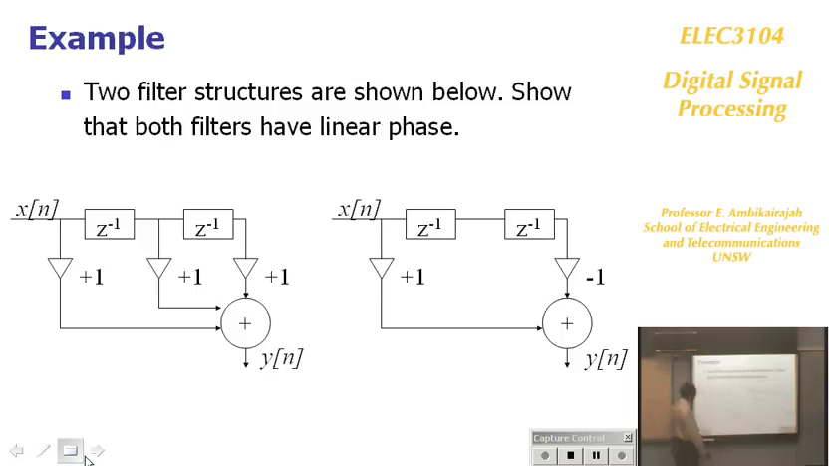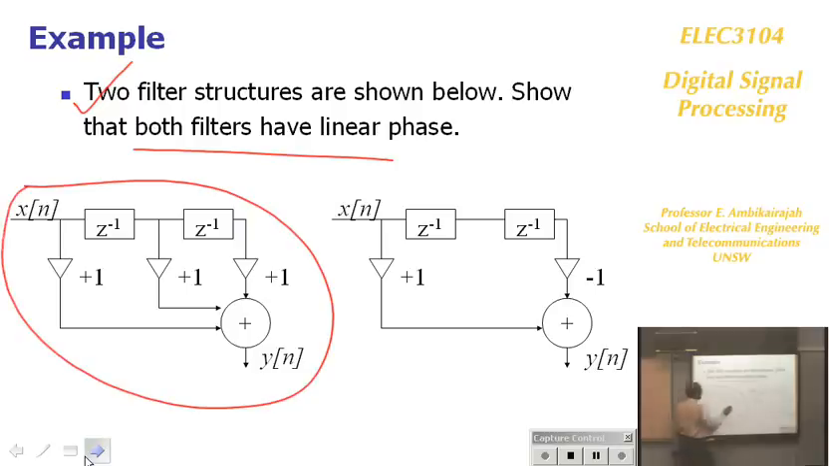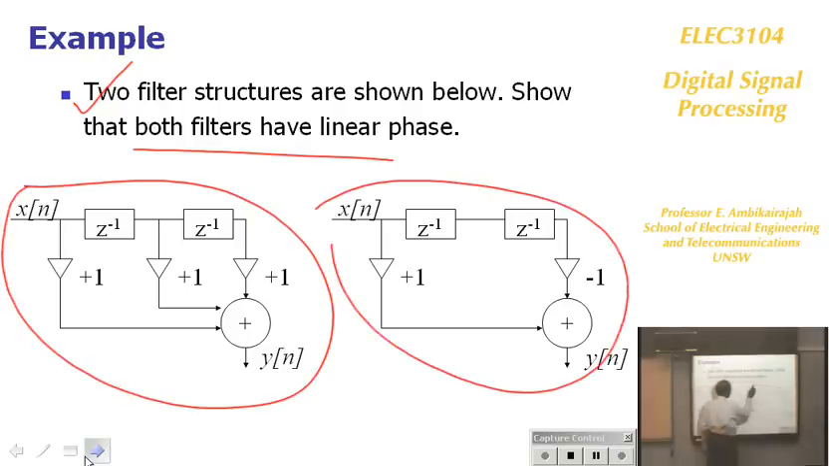So here are some examples of filters, very basic examples. Two filter structures are shown below, and both filters have linear phase. You have to show this. Okay, so we write the transfer function for that. And basically, by looking at it, you will say, what is Y over X, that is H of z?